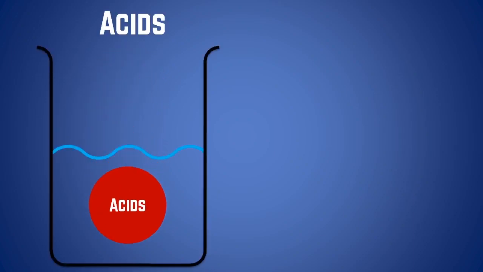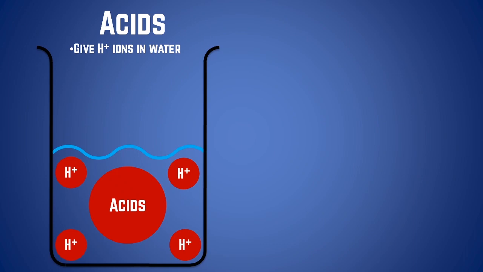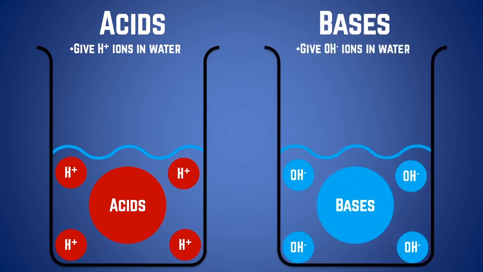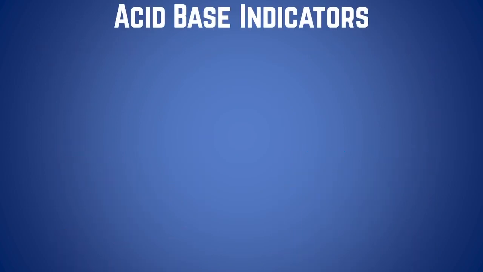In this video, we are going to cover acids, bases and salts. Acids are the substances which give H+ ions in water, and bases are the substances which give OH- ions in water. To determine whether a substance is acidic or basic, we use certain acid-base indicators, which change their properties in acidic or basic mediums.